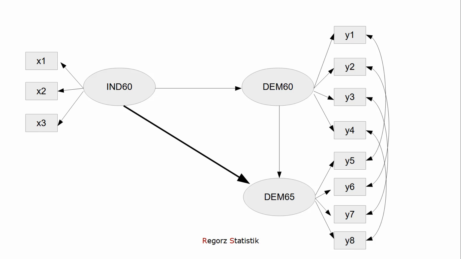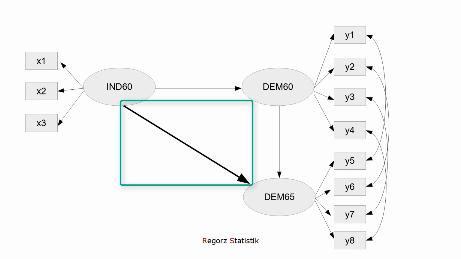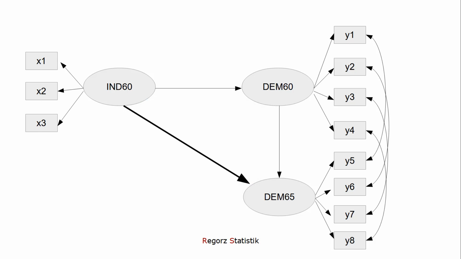This is the example I'll be using in this tutorial. It's a very simple structural equation model with three latent constructs: industrialization 1960, democratization 1960 and democratization 1965. And let's say I'm primarily interested in this direct effect from industrialization 1960 to democratization 1965. How should I test this?